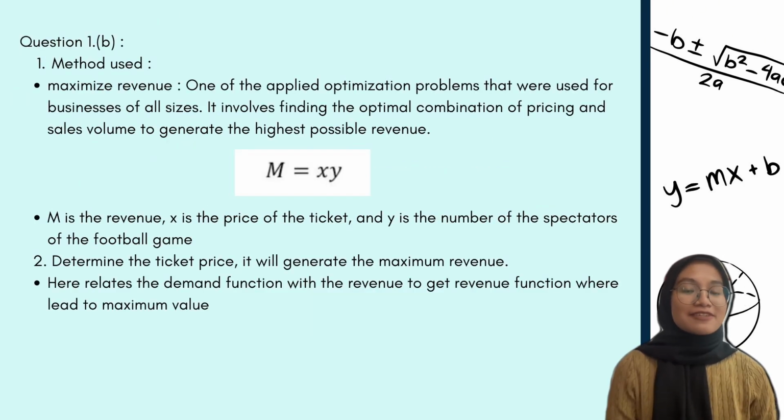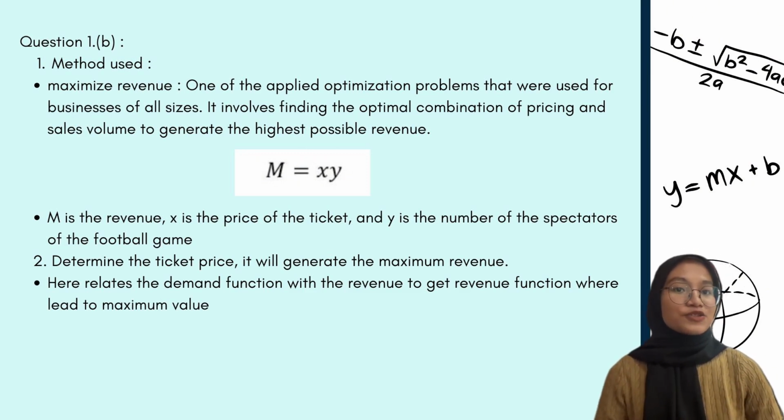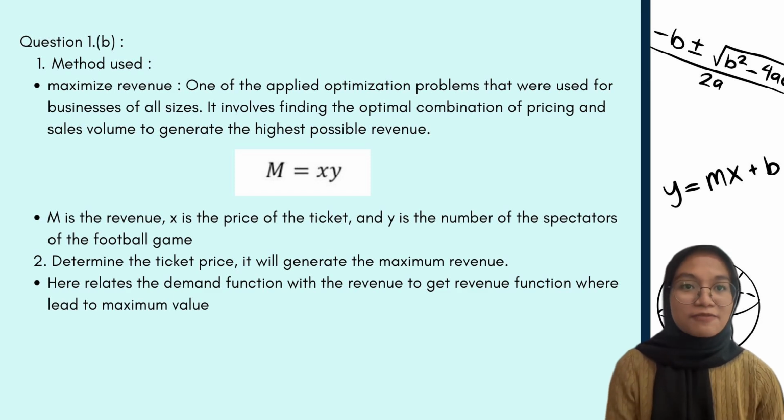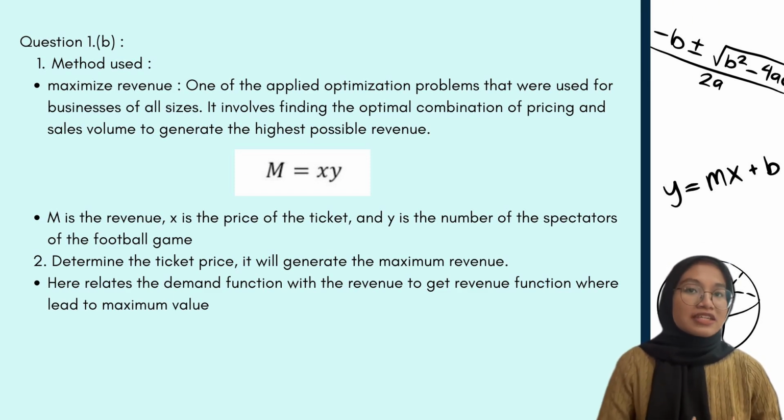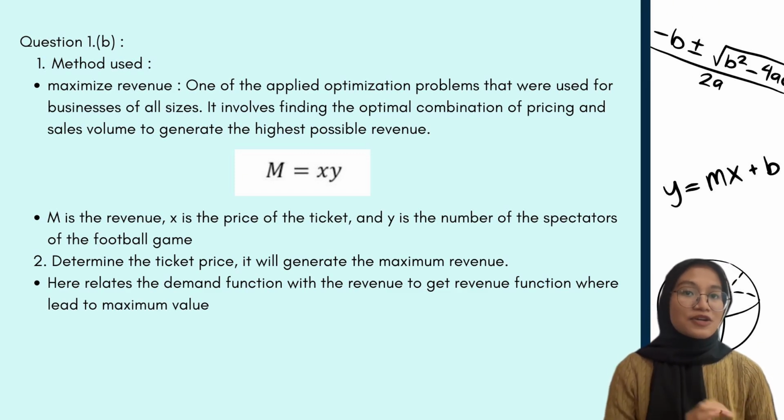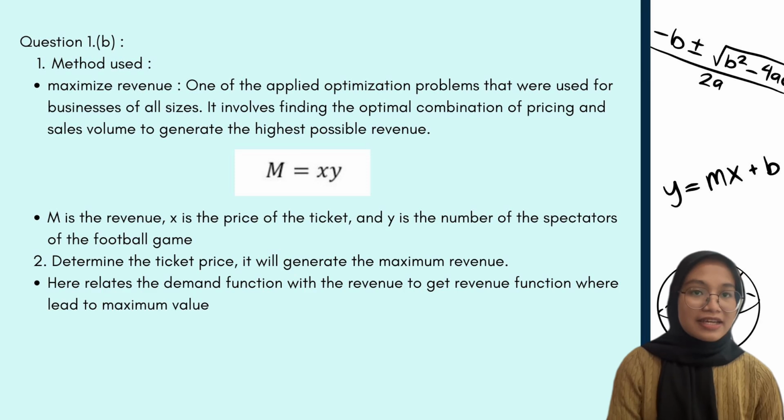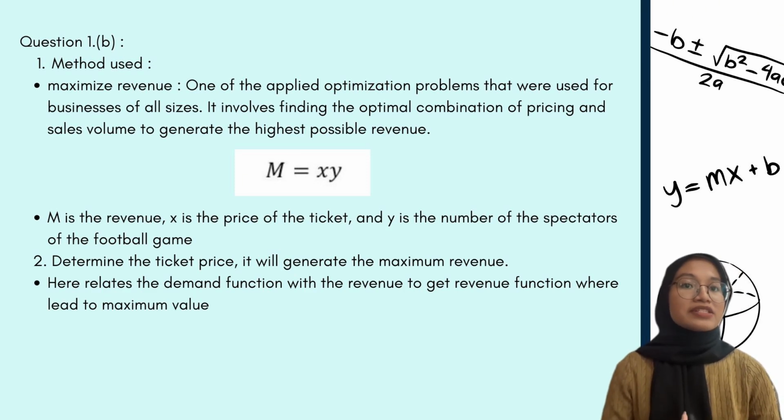For the next question, the method used is maximizing revenue. It is an applied optimization problem that is commonly used by businesses of all sizes to find the optimal combination of pricing and sales volume to generate the highest possible revenue. In this question, we use M equals xy, where M represents revenue, x represents the price of the ticket, and y represents the number of spectators. To determine the ticket price that will generate the maximum revenue, we substitute the demand function we got from the previous question into this formula.